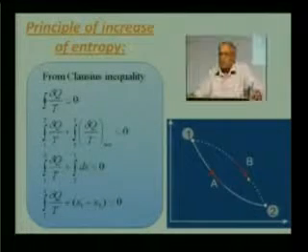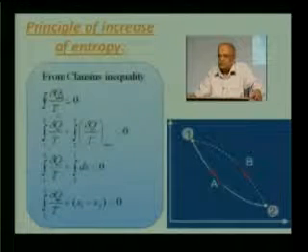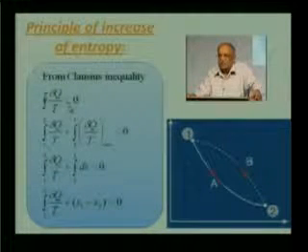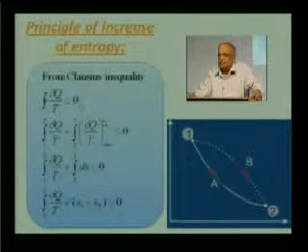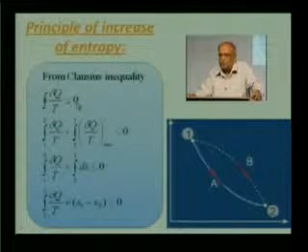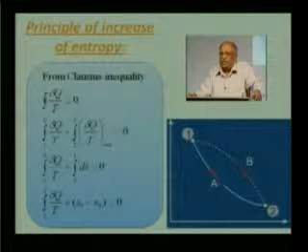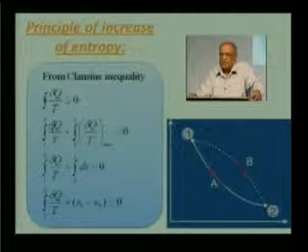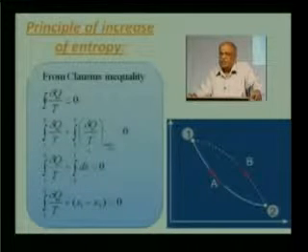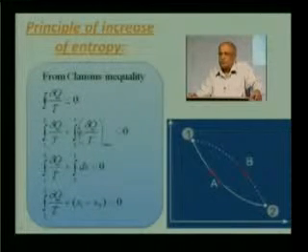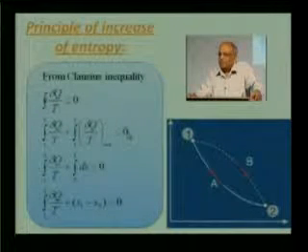Let us assume that a process moves from 2 to 1 via path A and comes back from 1 to 2 via an irreversible path B. Now, the cyclic integral dq by T is less than or equal to 0. So, over this cycle dq by T should be less than 0, and we can write this cyclic integral dq by T as dq by T from 1 to 2 plus dq by T for a reversible process 2 to 1, that should be less than or equal to 0.